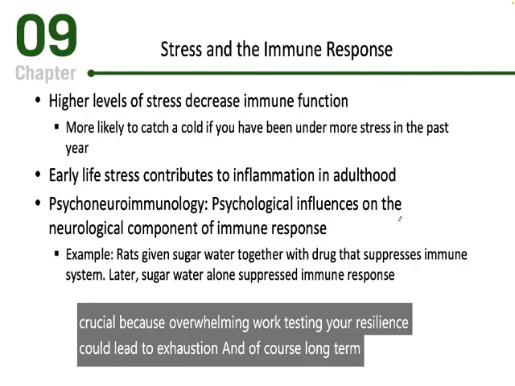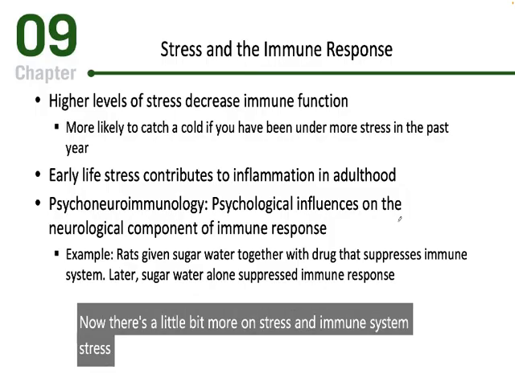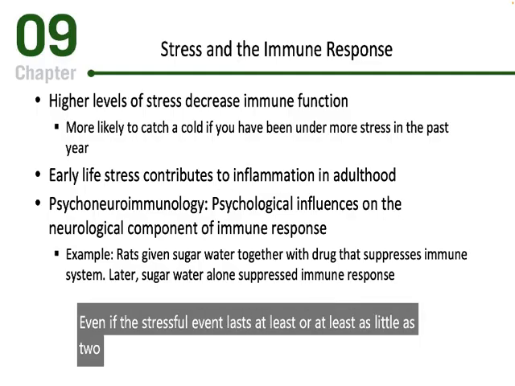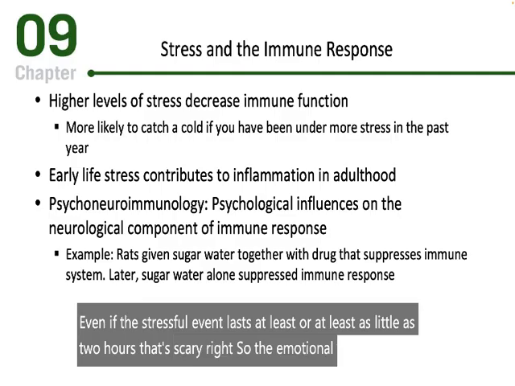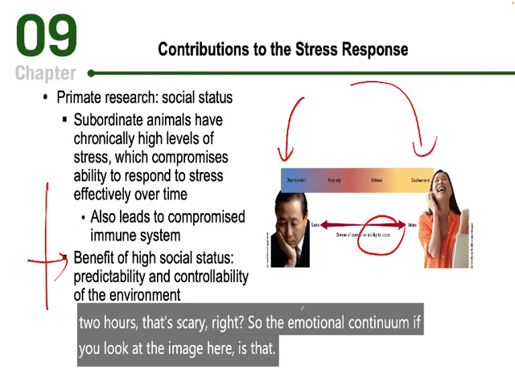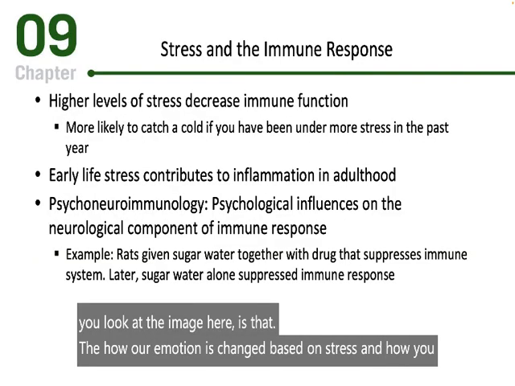Now, a little bit more on stress and immune system. Stress can affect immune function even if the stressful event lasts as little as 2 hours. That's scary, right? So the emotional continuum, if you look at the image here, is how our emotion is changed based on stress, how we respond to those situations.